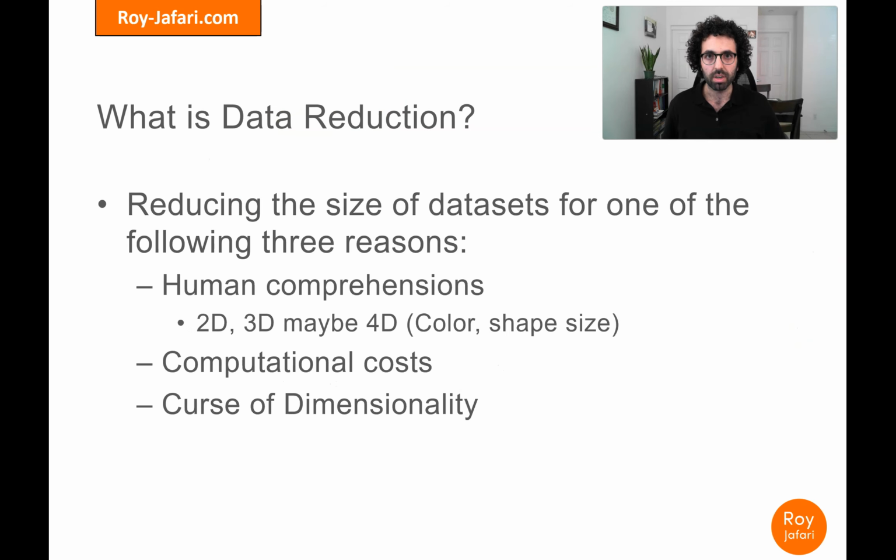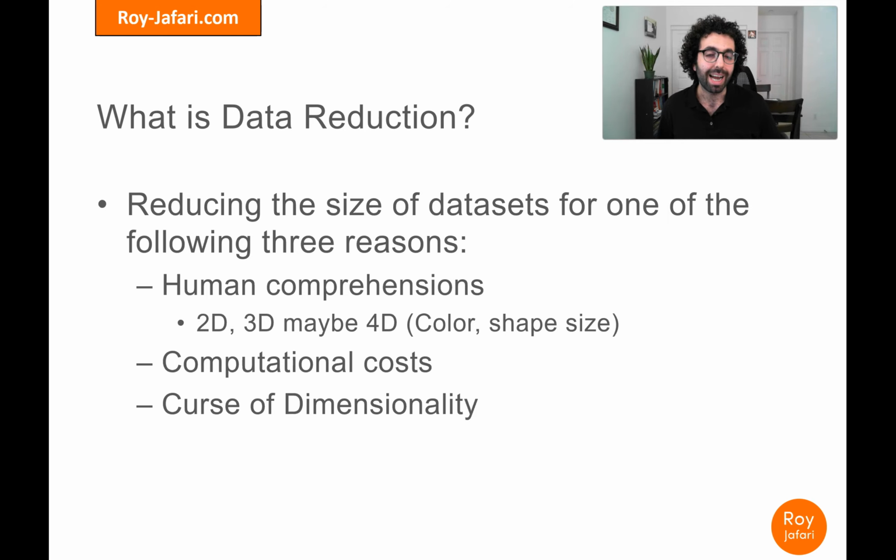Data reduction is basically, as the name suggests, reducing the size of a data set for one of the following three reasons. One could be for human comprehension. If we need to visualize something and we have more than 2, 3, 4, 5 dimensions, our human comprehension is limited. We might have to reduce the data in the data set somehow so we can show those dimensions.